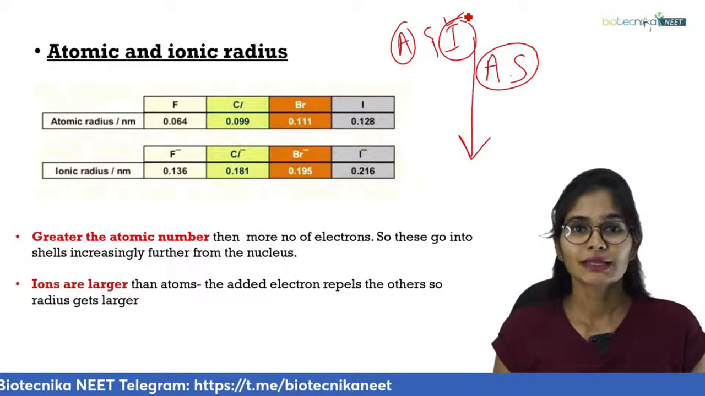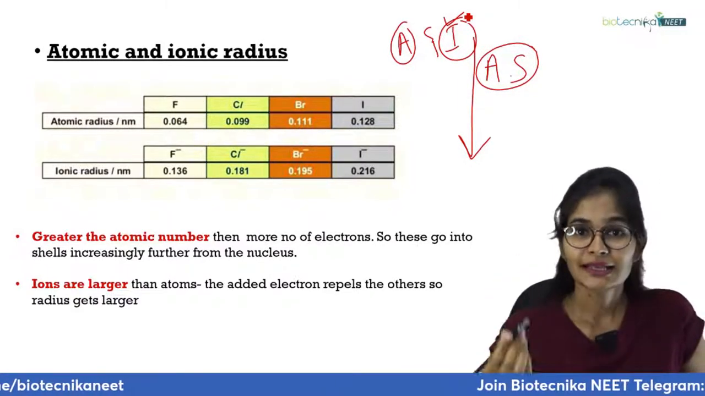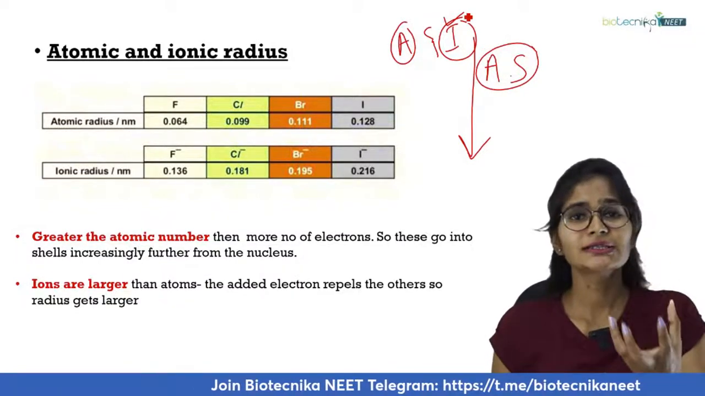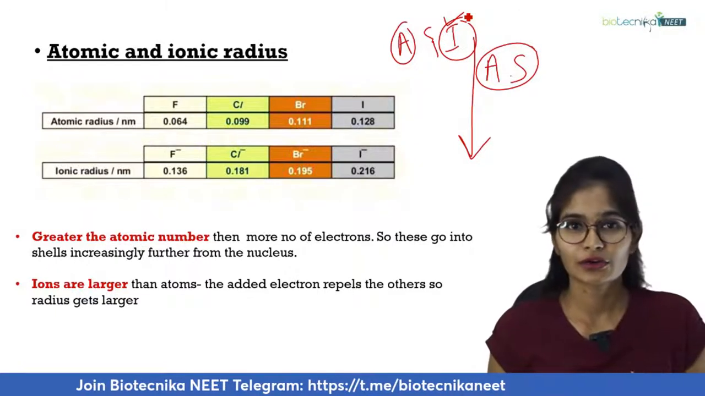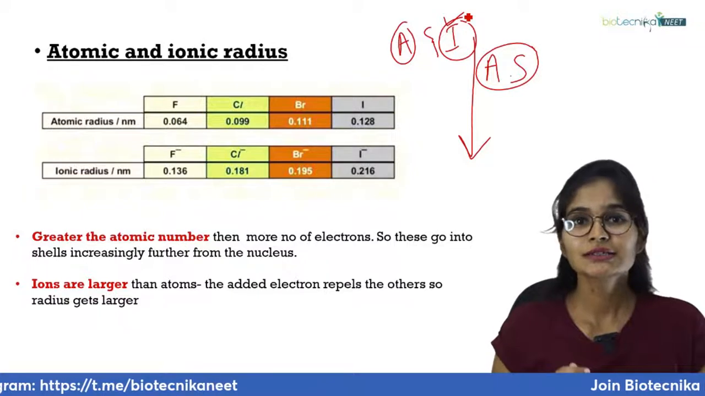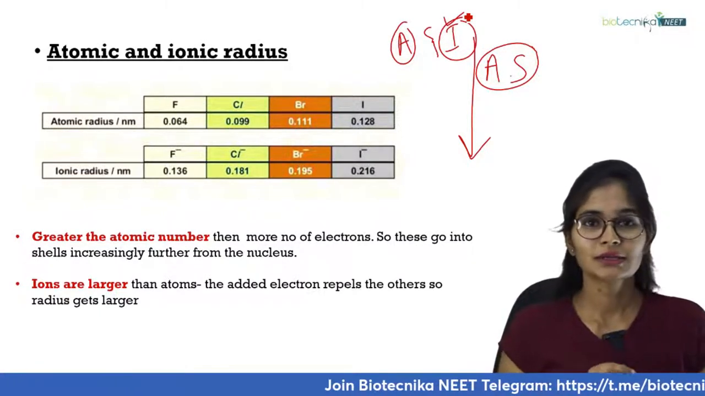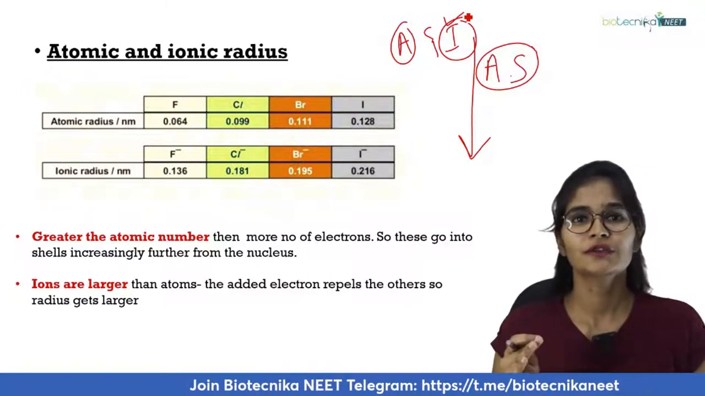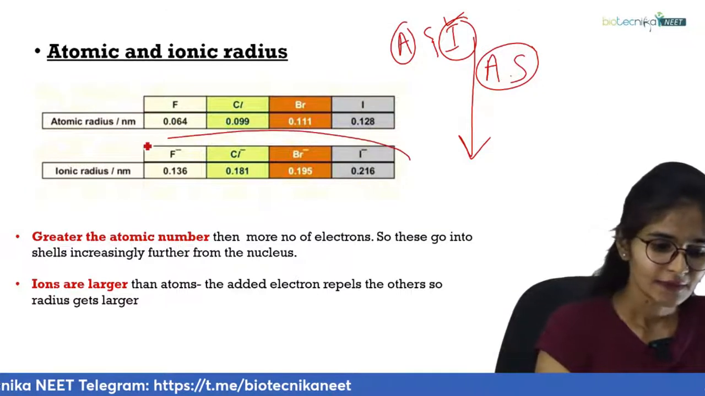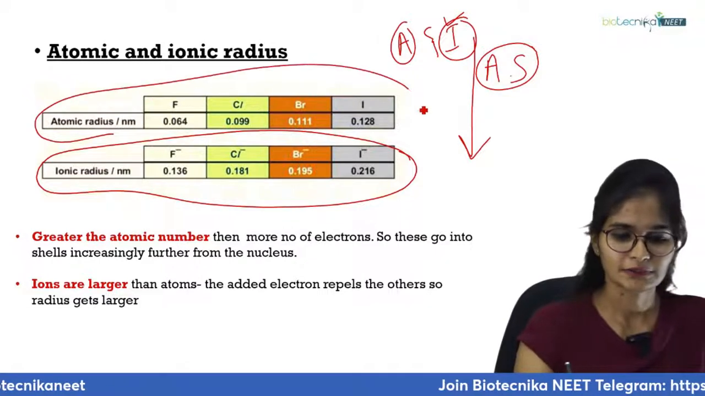So overall, why is there an increase in the size of the ions? Because the atom, which already has electrons, is accepting two more extra electrons. Once it accepts extra electrons, there will be an increase in its size. Once there is an increase in its size, we can say that with respect to atomic radius and ionic radius there will be more difference. So you can see clearly the ionic radius is more compared to the atomic radius.